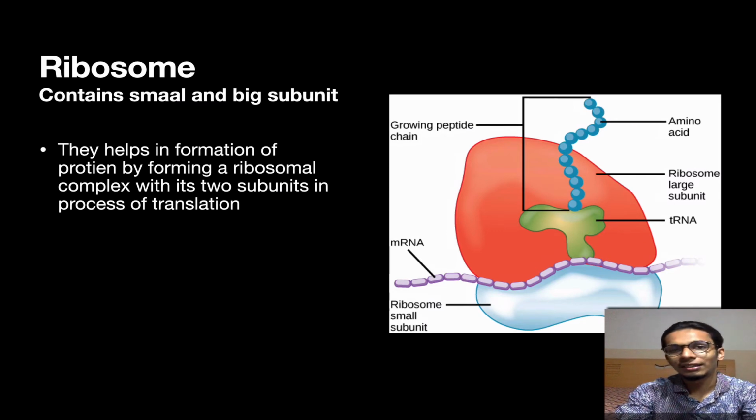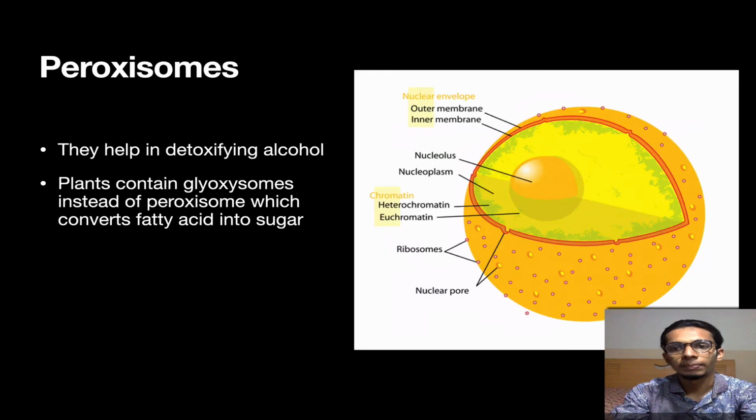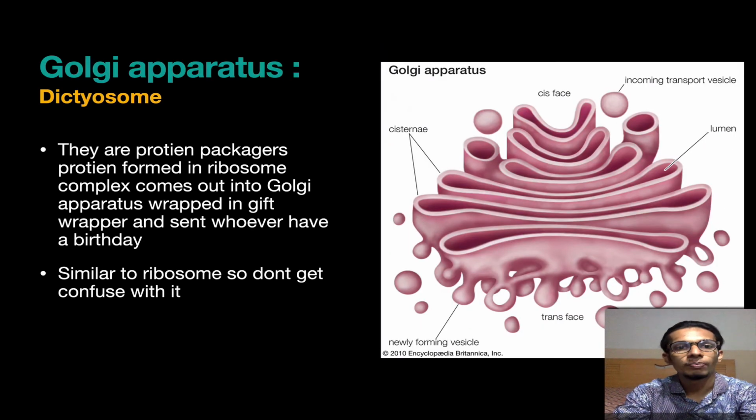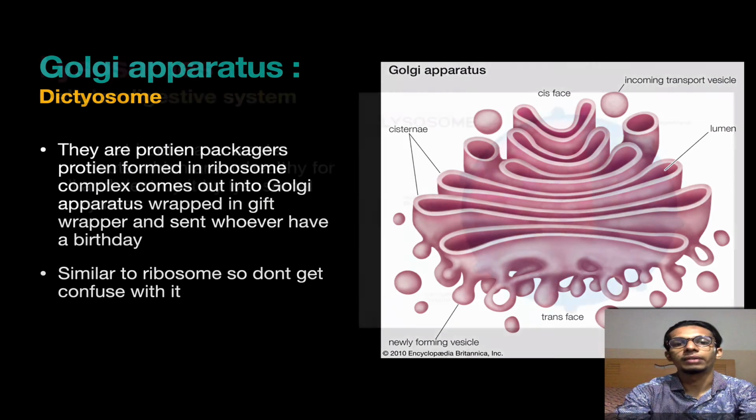So that contains a small unit and a big unit, and it is also responsible for the manufacturing of protein. So this is a long procedure of making the protein, in which the Golgi apparatus is the packager, while the ribosome is the encoder, which reads the messenger RNA and makes up the polypeptide chain, which goes into the Golgi apparatus after it.